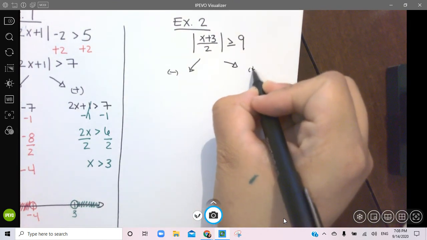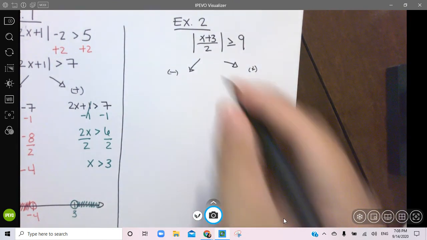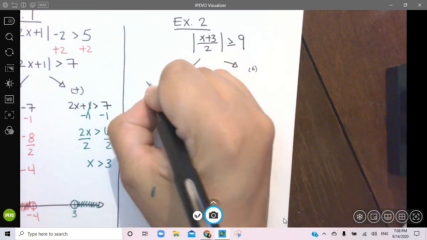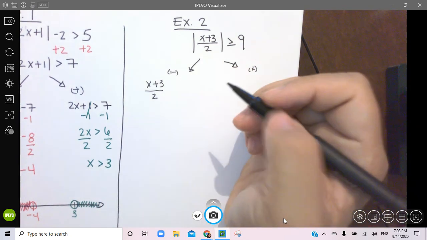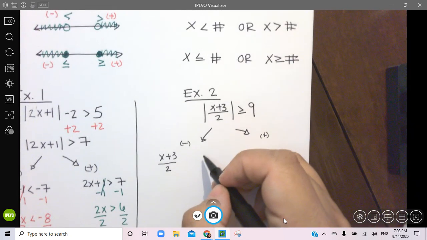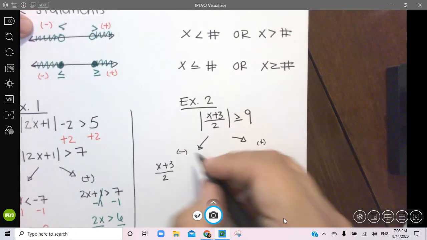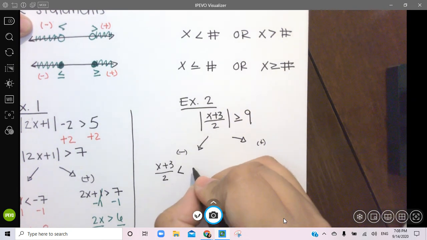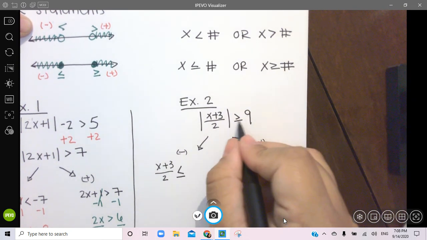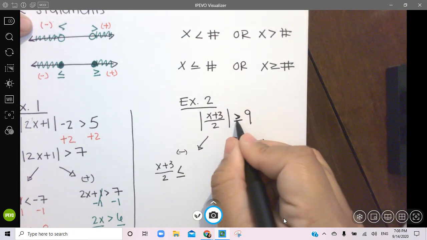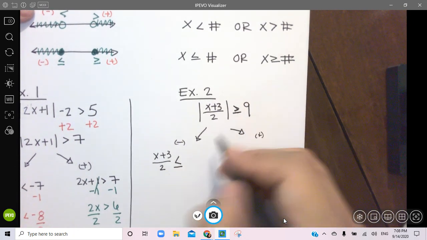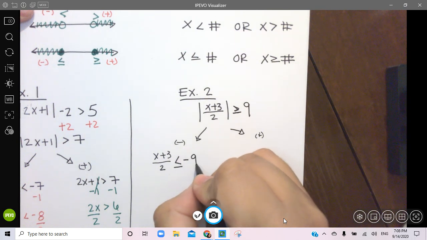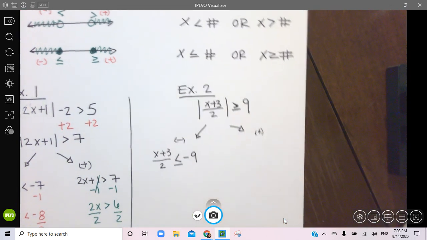So negative and positive. Okay, so I'm just going to copy down what's inside of my absolute value, x plus 3 over 2. And for my negative side, I'm going to be using less than. Oh, yeah, less than or equal to, because this has been equal to. So remember, we use the same one, equal to. And then I'm going to take my 9 and write the opposite, which is negative 9.